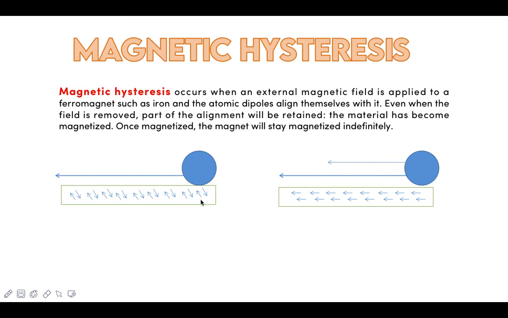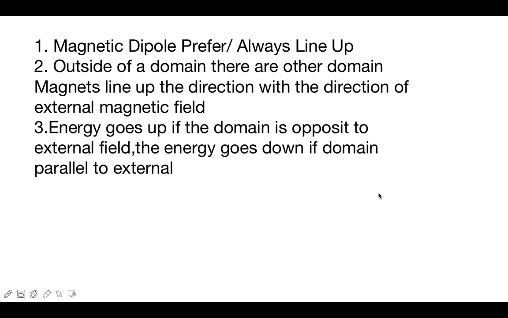Take a piece of metal and a good strong magnet, and rub it like this, and you will see the ferric material, which was non-magnetic, turn into a magnet. It will have magnetic fields inside and will attract metal objects. So a magnetic dipole prefers to stay lined up.